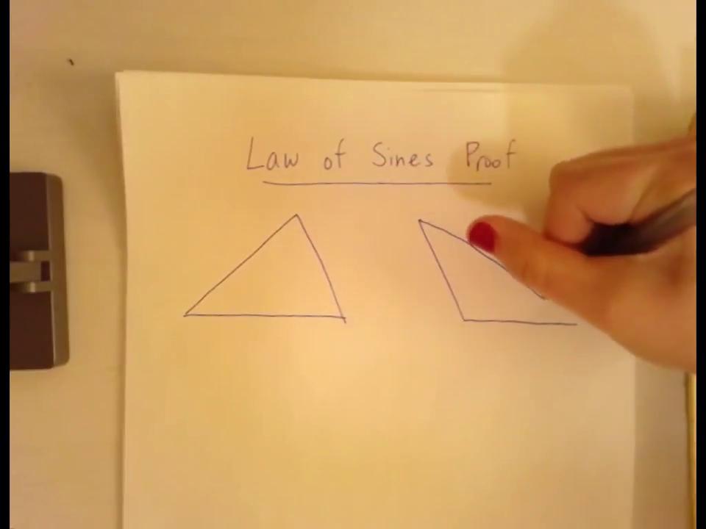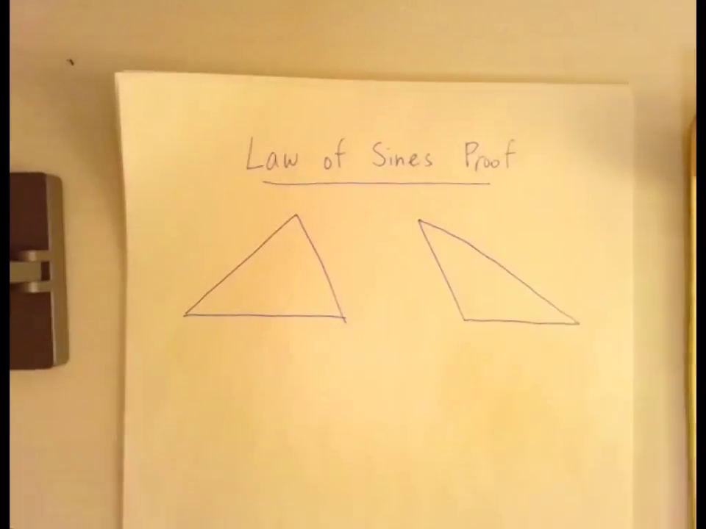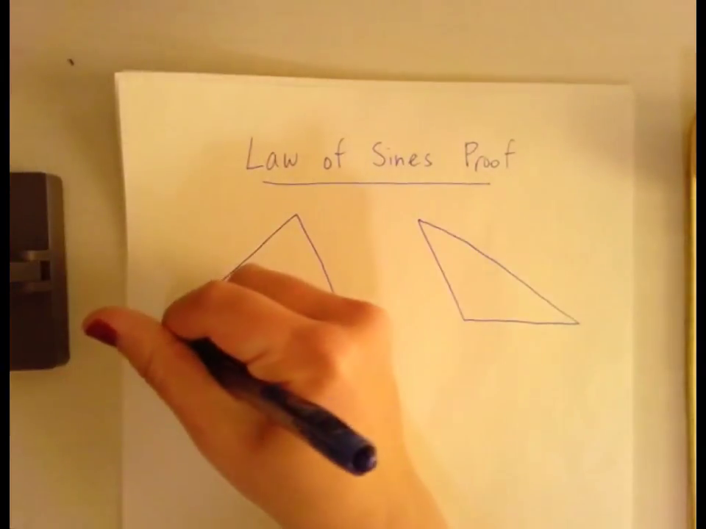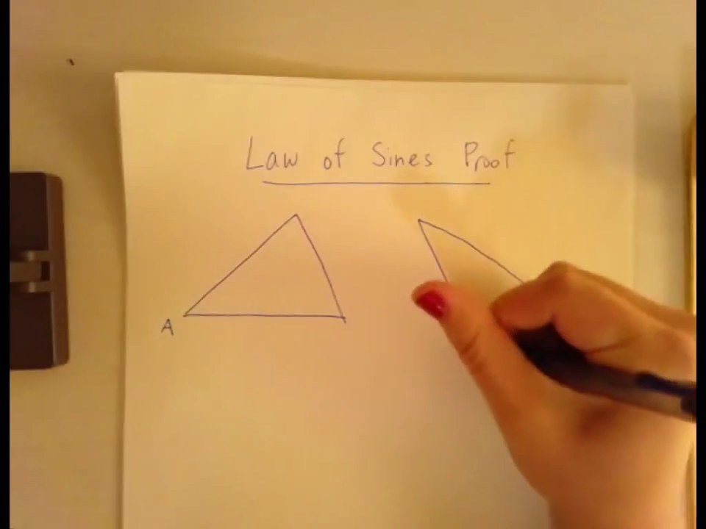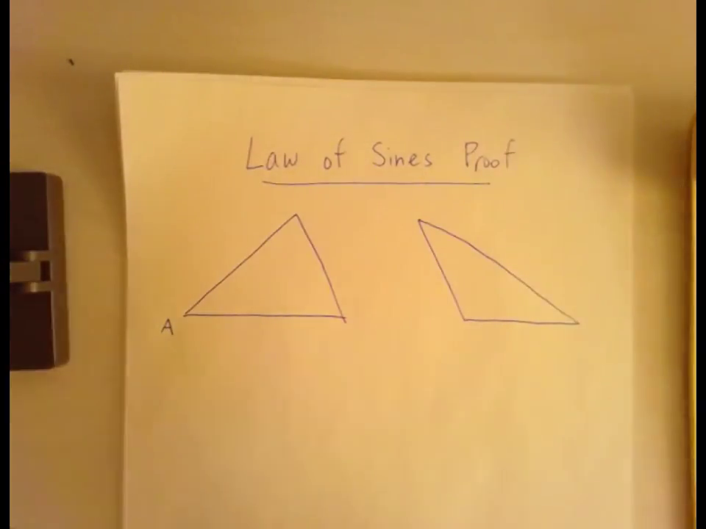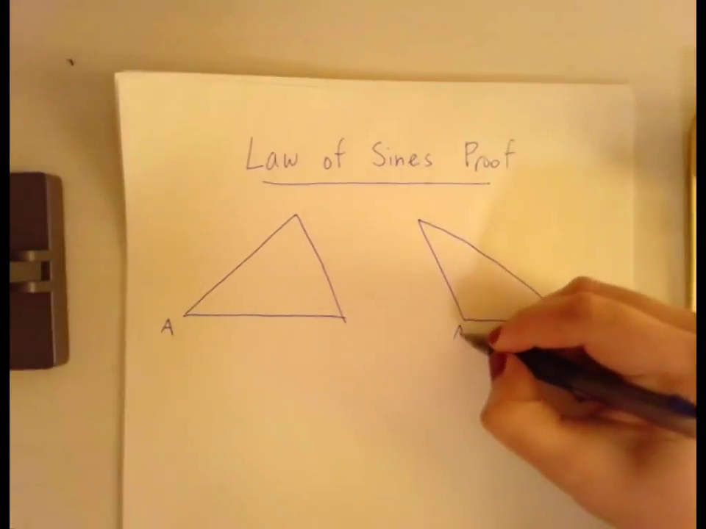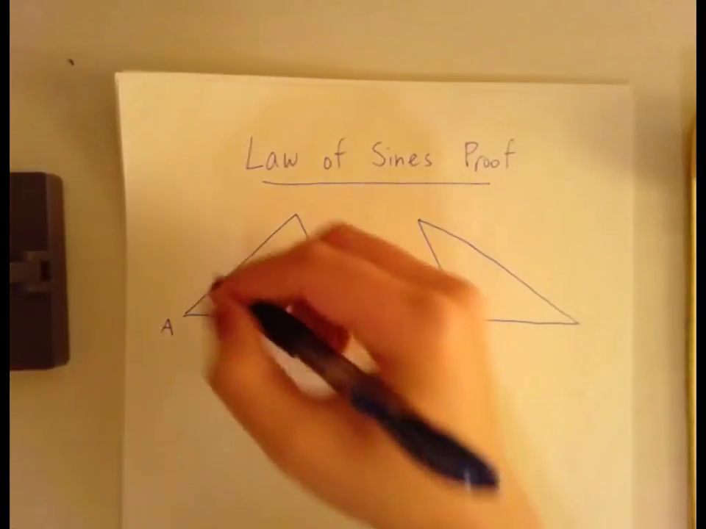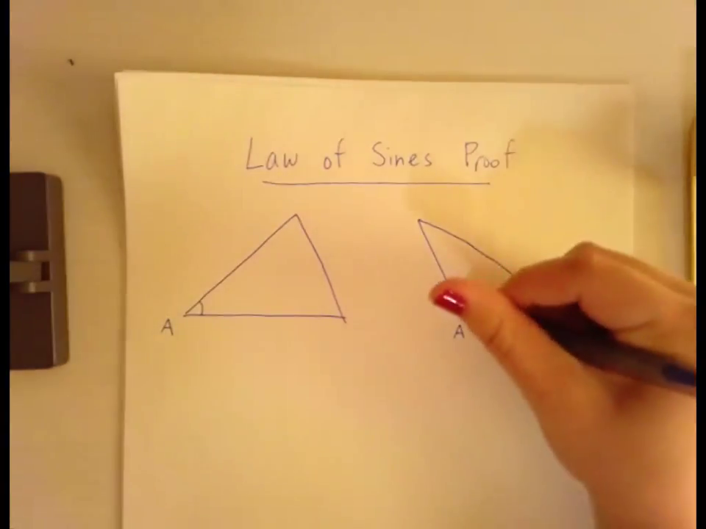Alright, these are the basic shapes we're going to draw. The two triangles, where angle A is the leftmost, or I should say leftmost bottom angle, right? Angle A. Here angle A is acute, here angle A is obtuse.